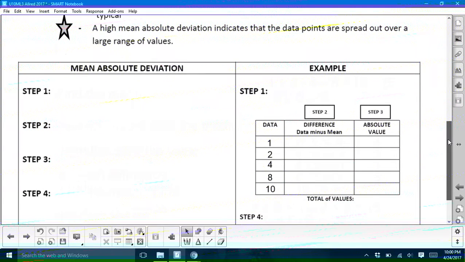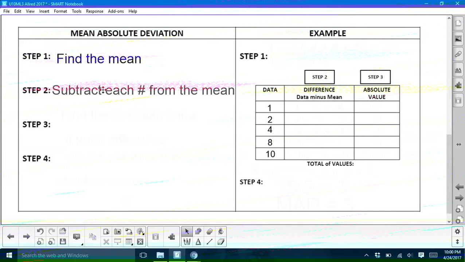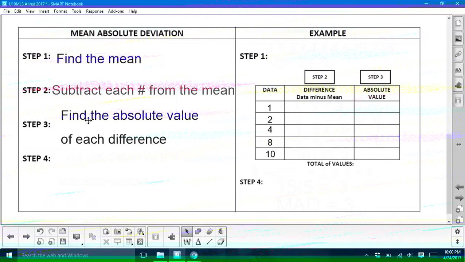To find mean absolute deviation, the first thing you're going to do is find the mean of a data set. The second thing you're going to do is take each number in the data set and subtract it from the mean, so you can figure out how different each number was from the average. If the average on a test was 75 and little Billy made a 65, he would be 10 away from the average. Then you're going to find the absolute value of each difference. So you might have some negatives and some positives. That's just so we can make them all positive with absolute value.